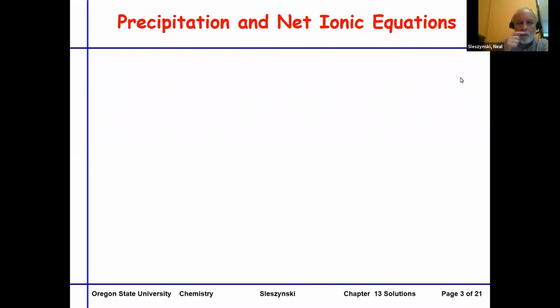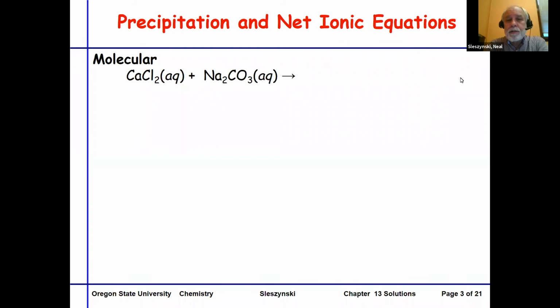Let's just practice that one more time with a different set of compounds. In this case, our molecular reaction will be calcium chloride and sodium carbonate, giving us calcium carbonate, which precipitates out. We're interested in this reaction because it produces limestone, which we see all over our environment. And of course, any aquatic organism which produces a shell is conducting this reaction to produce the shell.